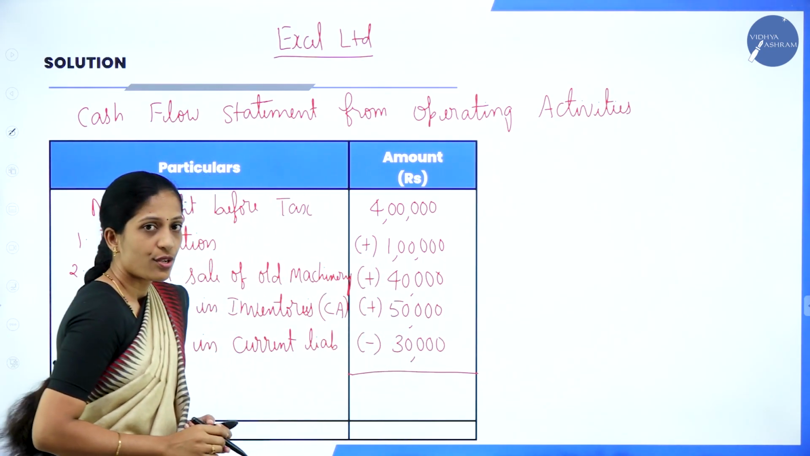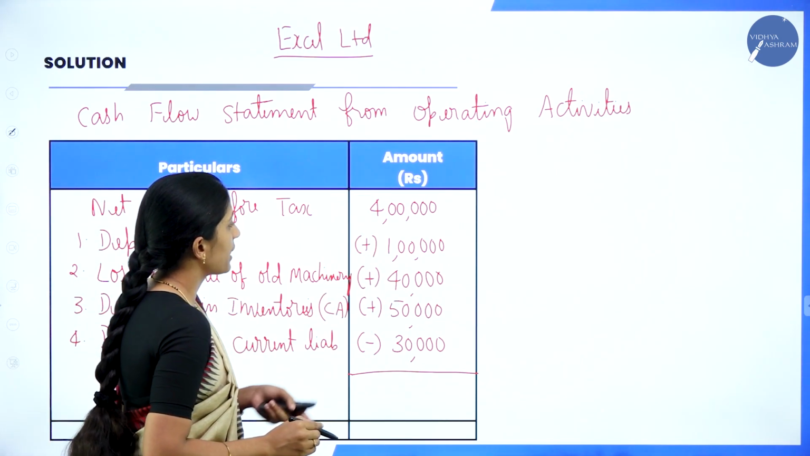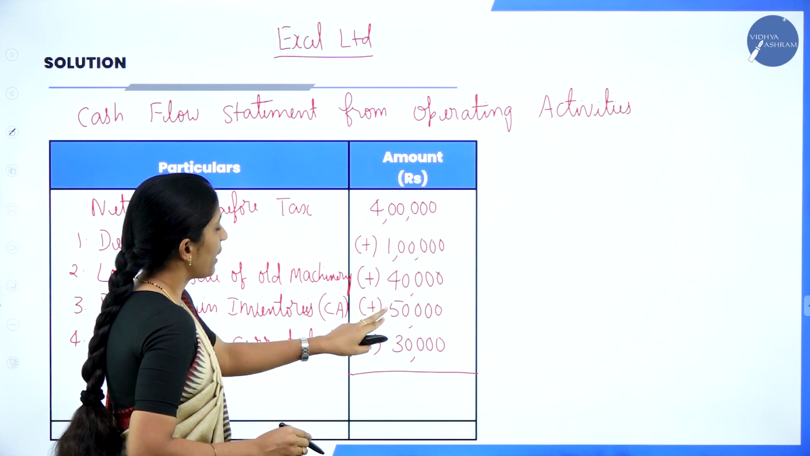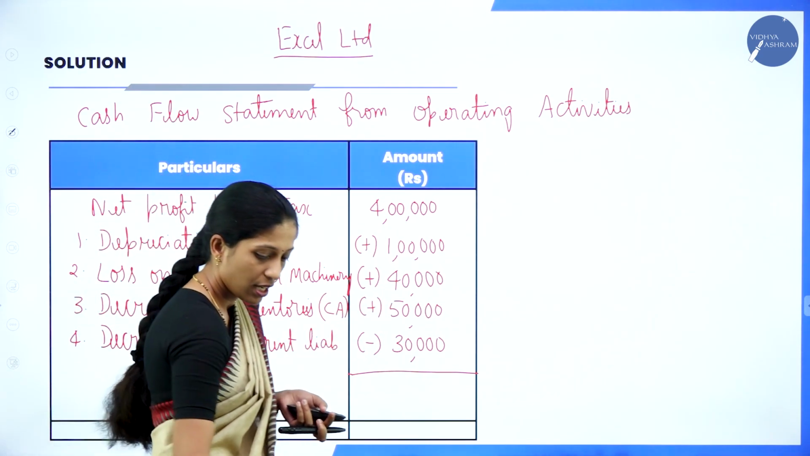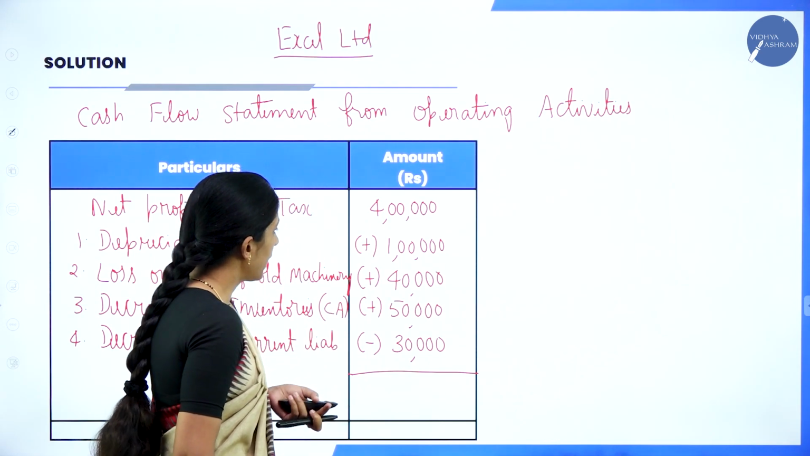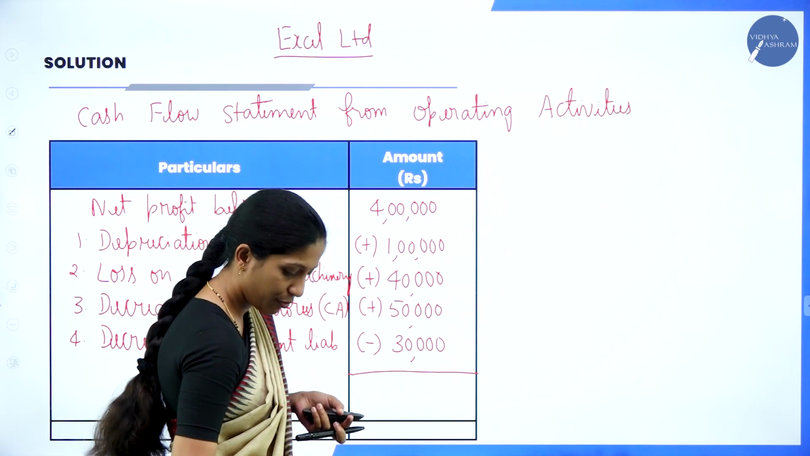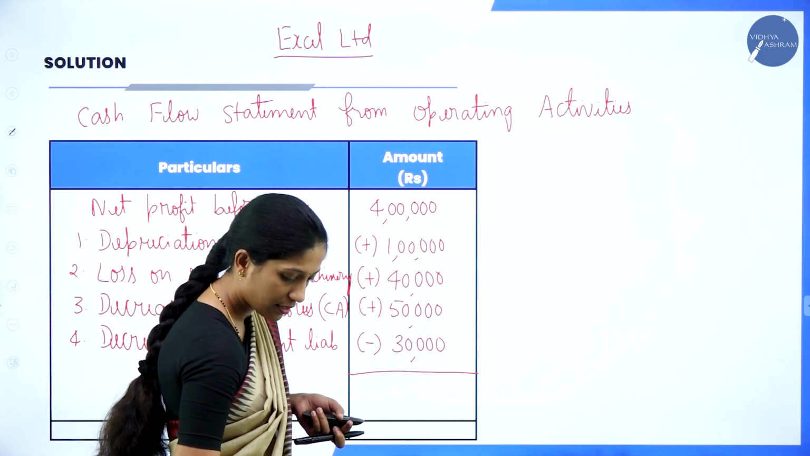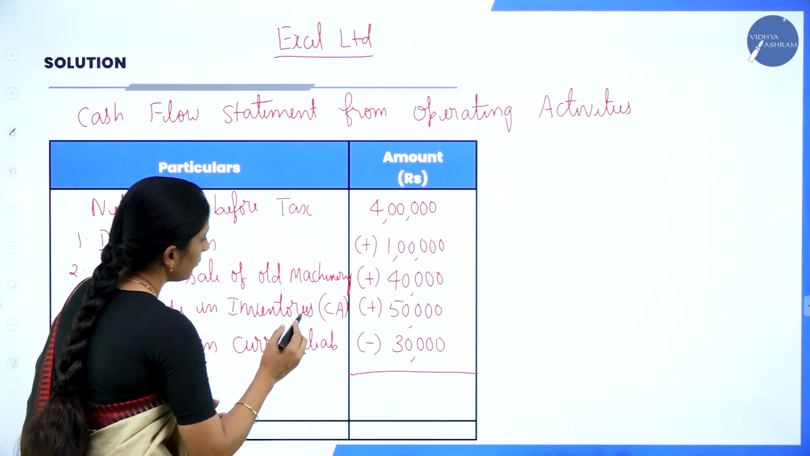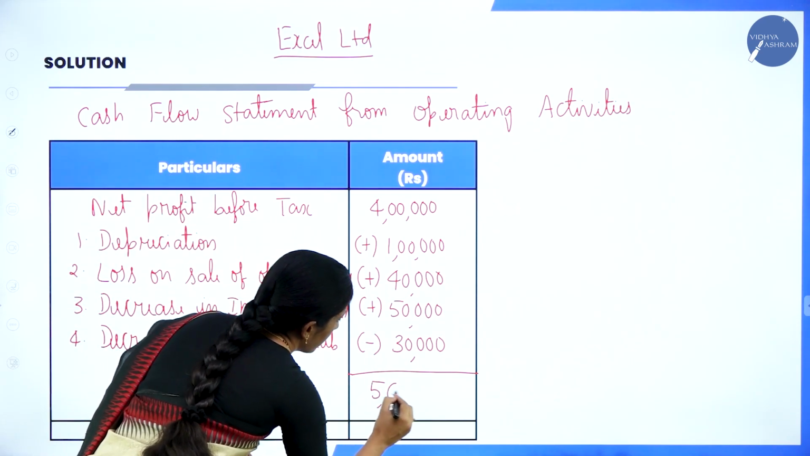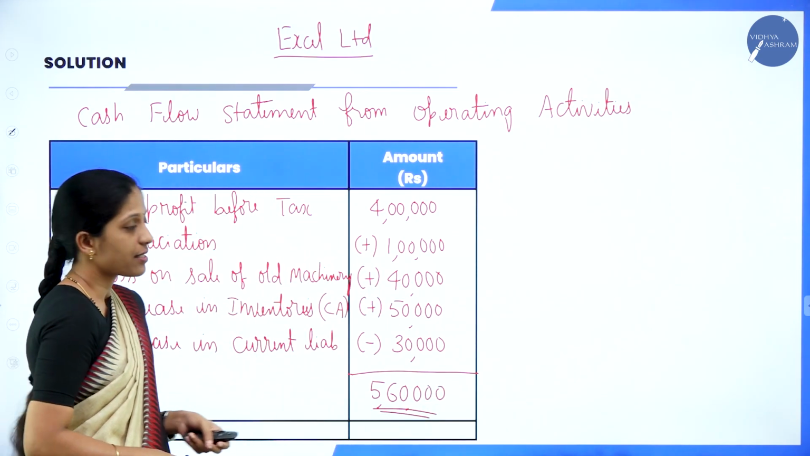Now total. So how much is it? 4 lakh plus 1 lakh, 5 lakh. 5 lakh plus 40,000, 5 lakh 40,000. 5 lakh 40 plus 50, that is 5 lakh 90,000. So once again we shall calculate: 5 lakh 40,000 plus 50,000 minus 30,000. So it will be 5 lakh 60,000. Yes, so 5 lakh 60,000.